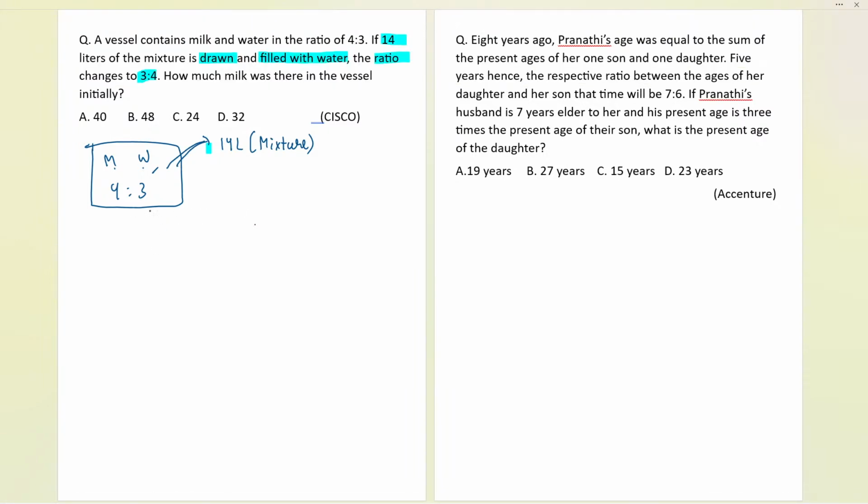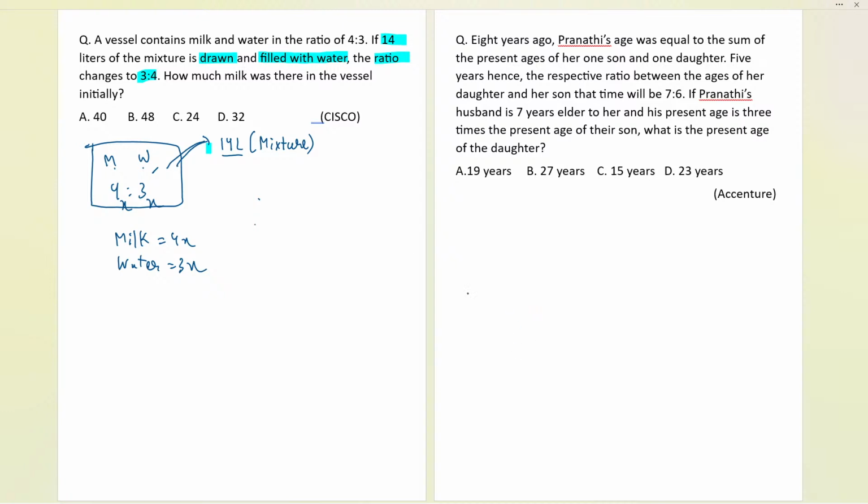So here the 14 liters we took out. Now I can write it as 4x and 3x, because x is the common factor and we are multiplying with x. Milk will become 4x and water will become 3x. So let me write here, milk is 4x and water is 3x. I hope you all are getting this point. That was an easy part.